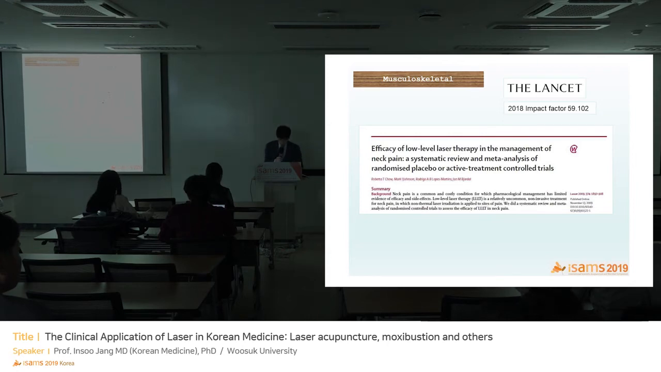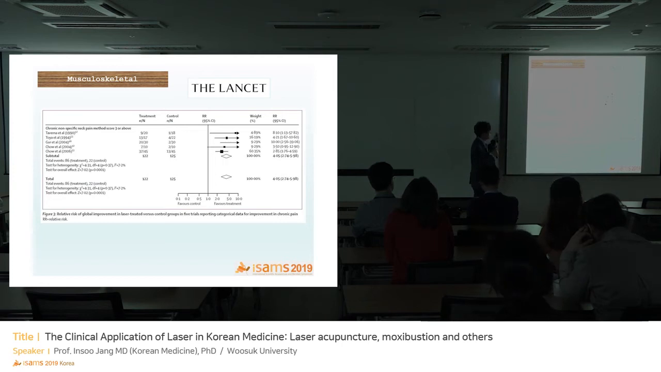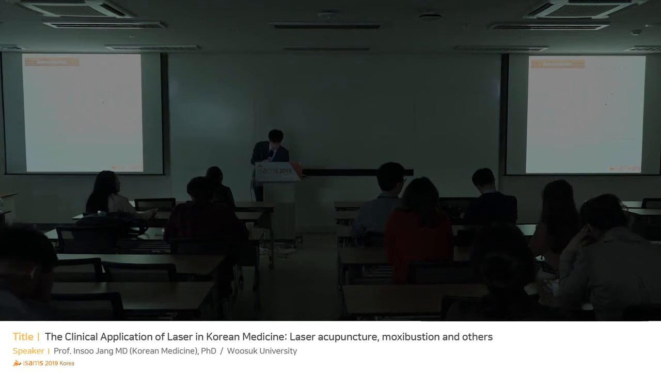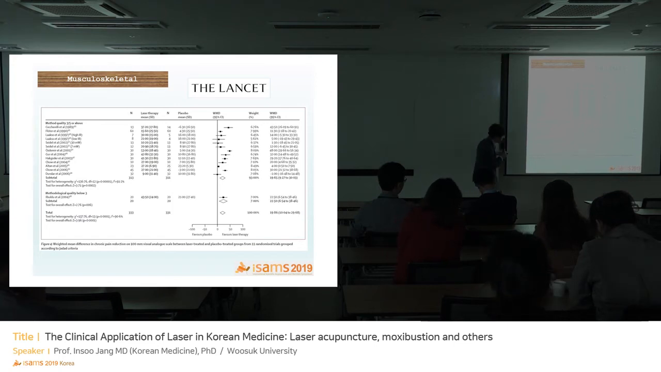Okay, let's check the first plot. As you can see, the parameter is global improvement, and the efficacy of low-level laser in the laser group was better than the placebo control. And next, there's another figure. The parameter is the visual analog scale, VAS, and it shows the efficacy of the low-level laser was better than the placebo control.